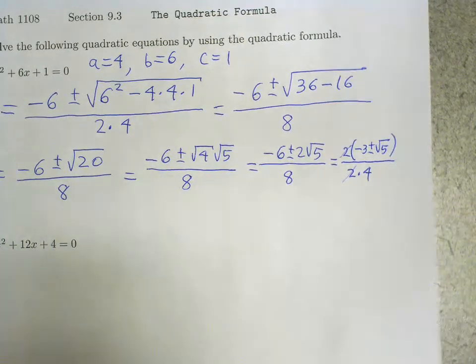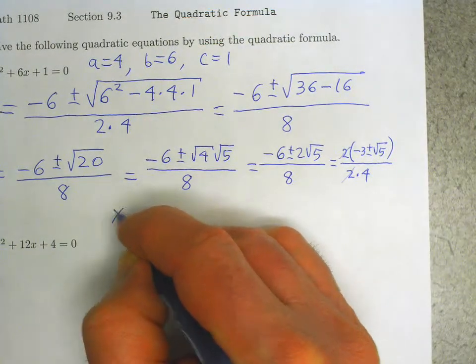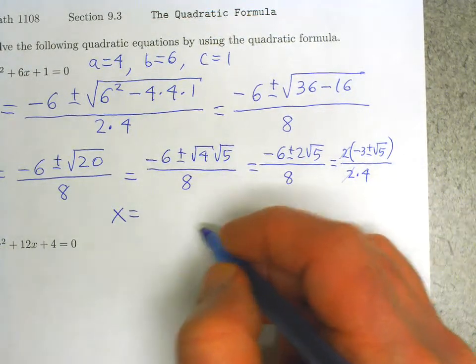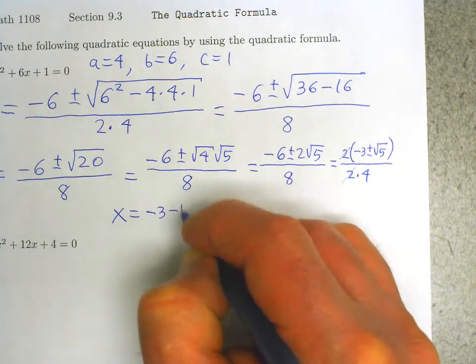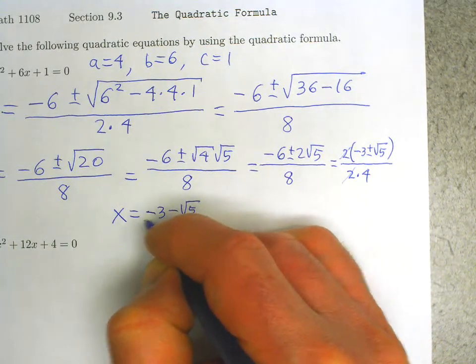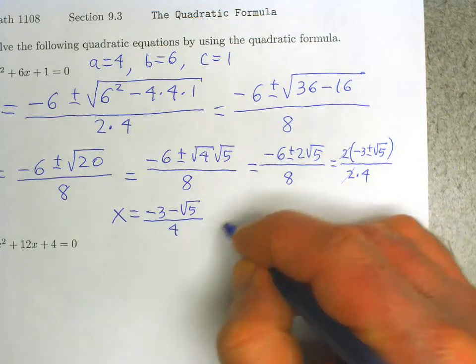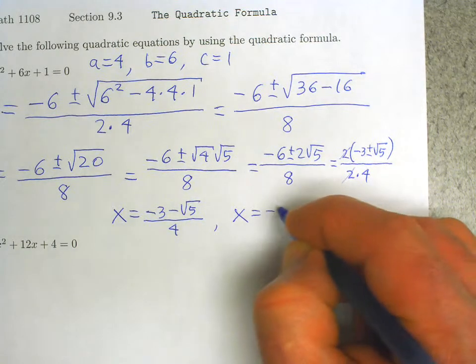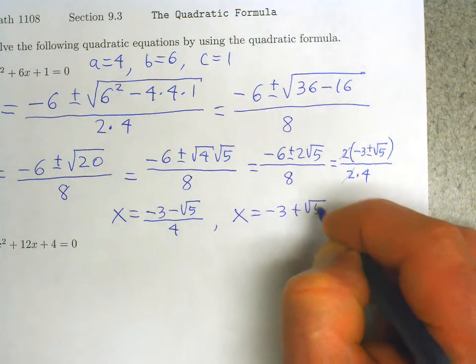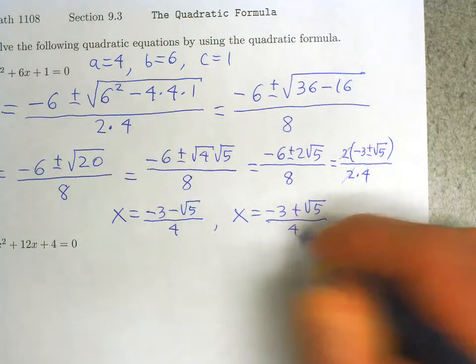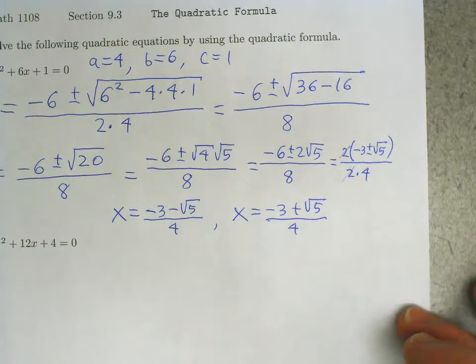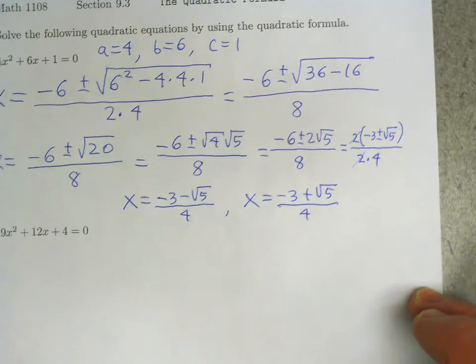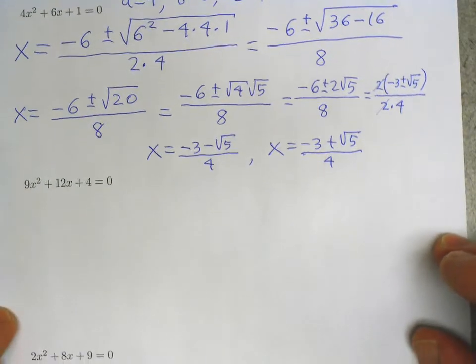And so our simplified solutions are, I'll write them separately. One solution is negative 3 minus the square root of 5 over 4. The other solution is negative 3 plus the square root of 5 over 4. Okay, let's try the next one.